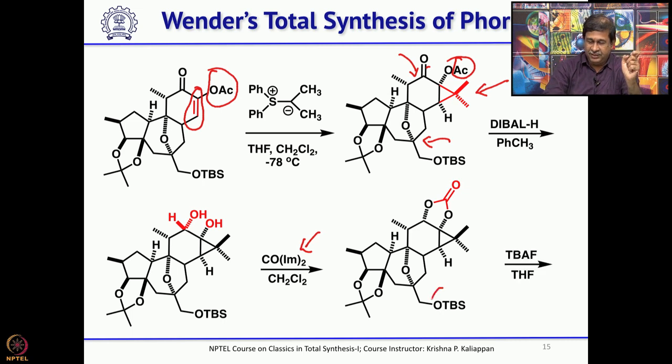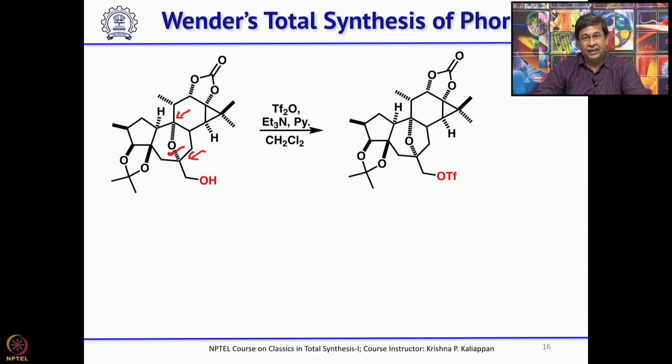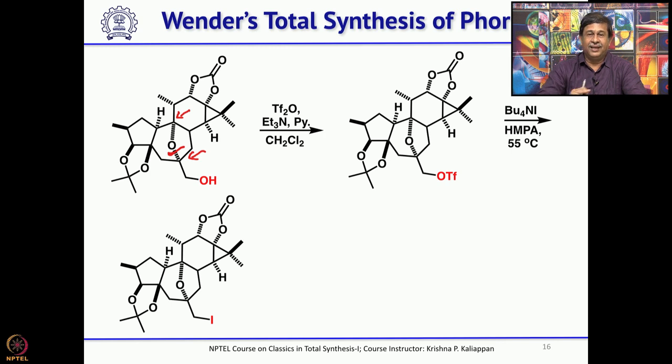Then you remove the TBS group. Since there is no other silyl protecting group, it is very easy to remove the TBS group with TBAF to get the primary alcohol. Next, the major step, as I said, is to cleave this oxygen bridge, because you need a hydroxyl group here, and also you need a double bond here. So the hydroxyl group was first converted into triflate, then using Finkelstein reaction, the triflate was converted into iodide.